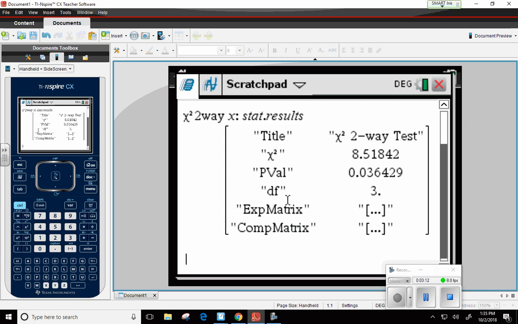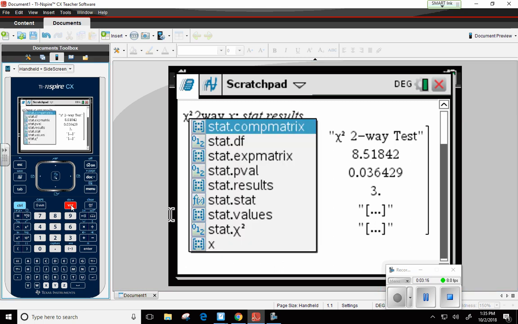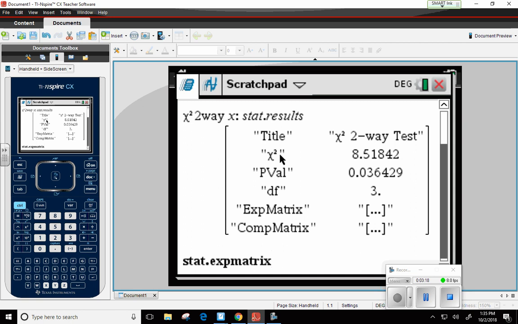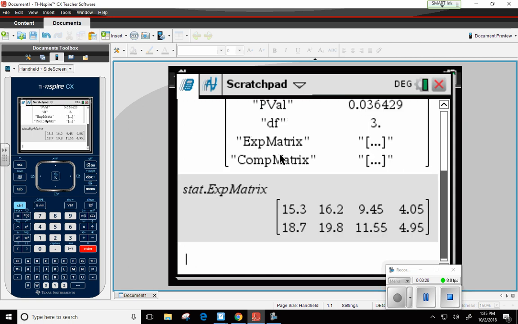What I'm interested in is the expected frequency values. So I'm going to hit variable, okay, EXP matrix. Now, this is a 2 by 4. This problem is going to occur if you have any values that are what? Less than 5. And you'll notice I have 2 cells that are less than 5. We got a 4.05 and a 4.95. We just want to make sure that the data is distributed.